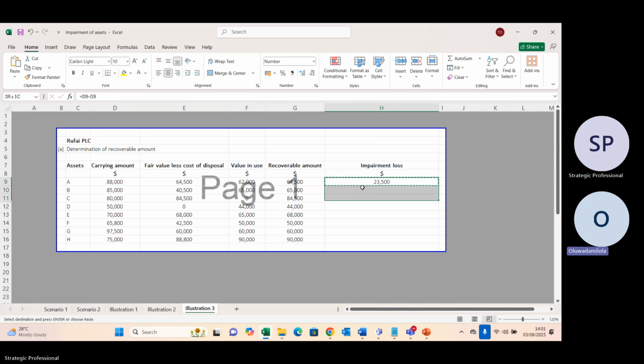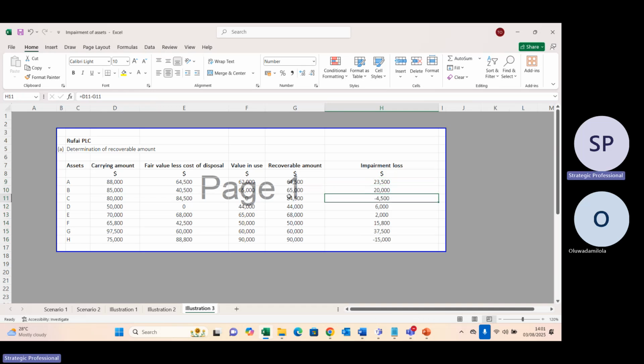Let's just bring it down. Now, these ones that have negative, what does it mean? It means that the recoverable amount is higher than the carrying amount. It means that they did not impair. No impairment, so this one is 0. This will be our answer. You get it? Yes, sir.